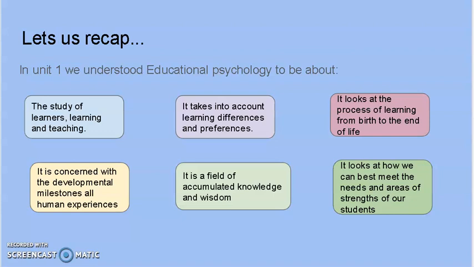And then of course it also looks at how we can best meet the needs and areas of strength of our students. So how do we help them reach their potential? How do we support them in gaining a specific skill set that they are most inclined to? So that's a roundabout of what we've talked about so far with regards to educational psychology. As you read the journal articles, you're going to start creating a lot more of this definition, as I said in the first video, and also add a lot of other elements to this that supports educational psychology as a discipline.